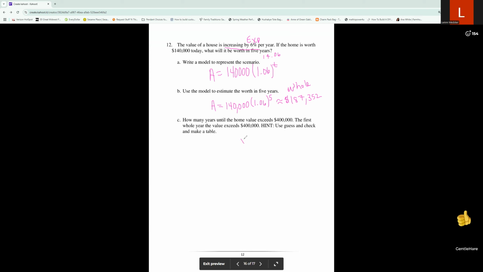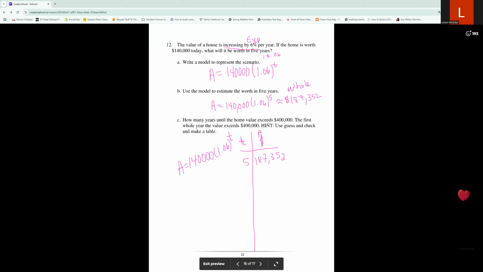So we can just use guess and check. We'll just pick different T's and work it out into our little equation. Remember, you just plug it in for your T, and you'll get what you get for each value. Now, I already know what 5 is. That was 187,352. So this is the value amount, the A.